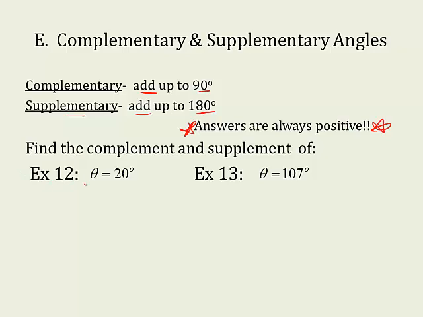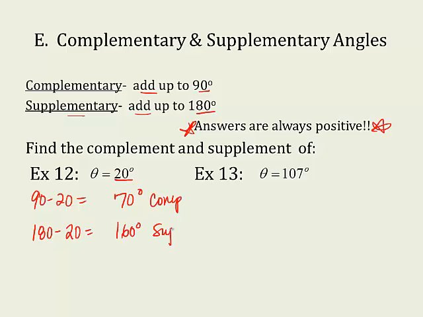Number 12 here, let's find the complement and supplement of this angle. To find the complement of 20, I take 90 and I subtract 20. So the complement is 70 degrees. To find the supplement, I would take 180 and subtract the 20. I get 160, and this is the supplement. That's my answer.